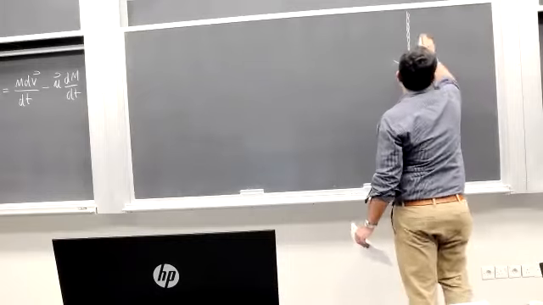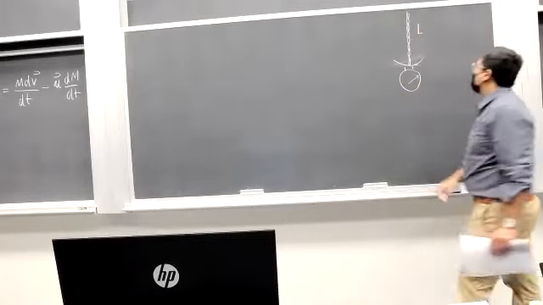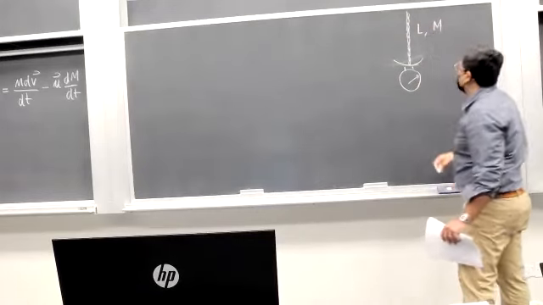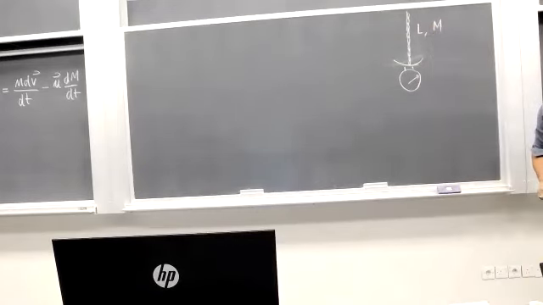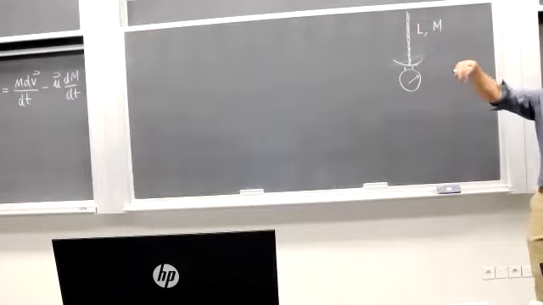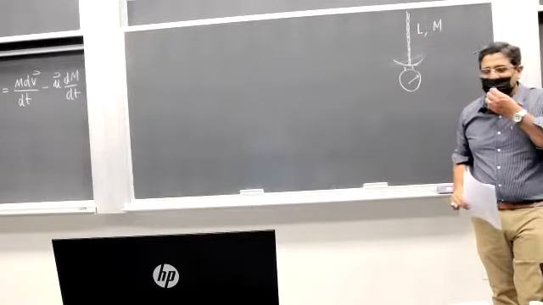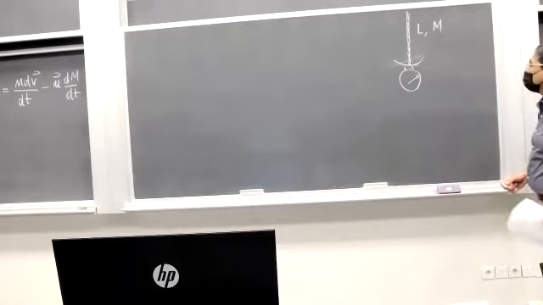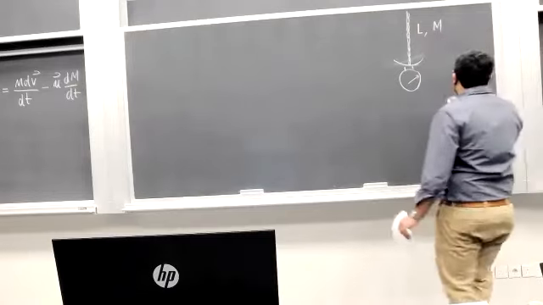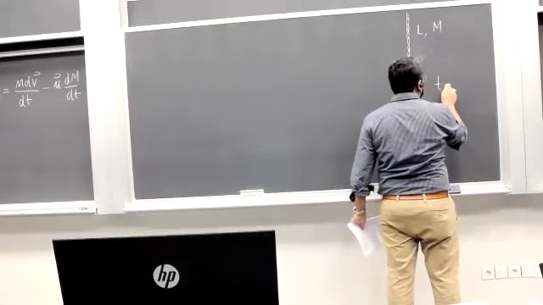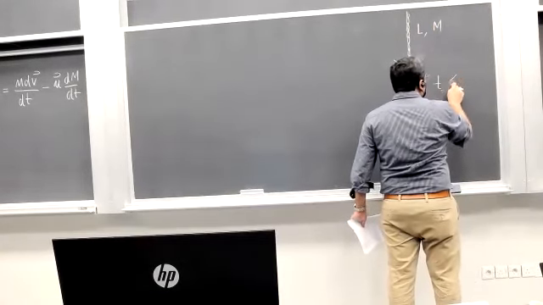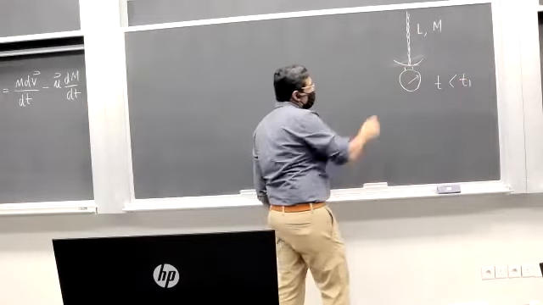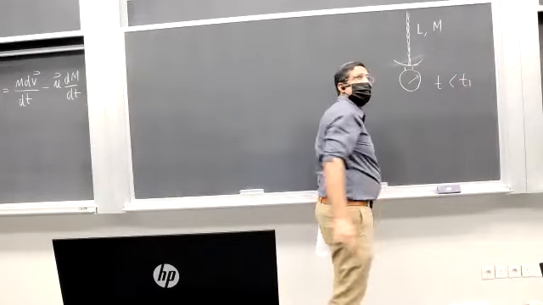Okay, you're dropping a chain of length L, and the total mass of the chain is M. You're dropping the chain onto a scale to check its mass, its weight, for example. So before the observation time, t less than t1, what would be the reading on the scale?